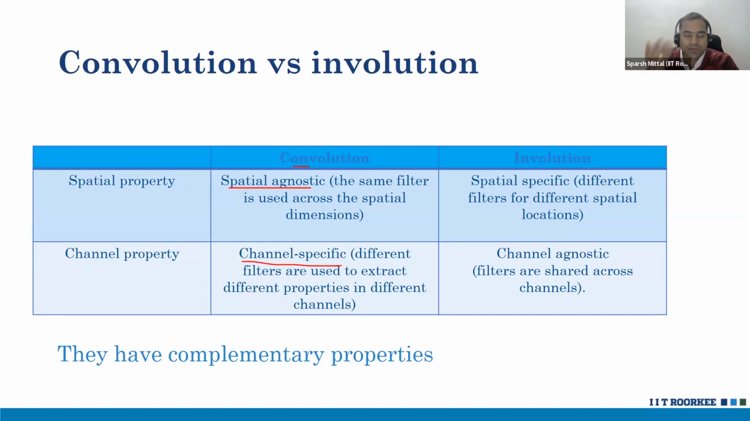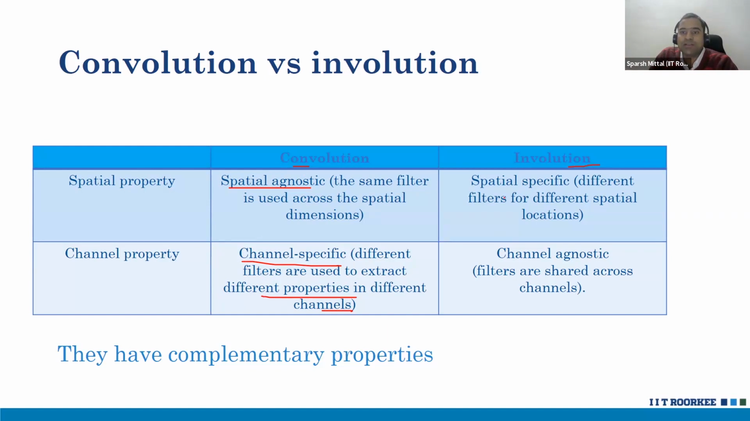So our approach is to use different filters to extract different properties in different channels, because how we operate on a red channel may be different from how we operate on a green or blue channel, because every color encodes specific information. For example, for detecting grass, the green color is most important.